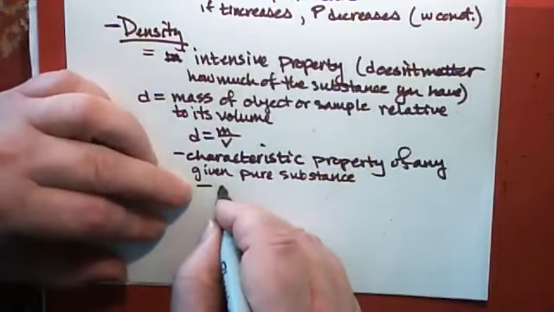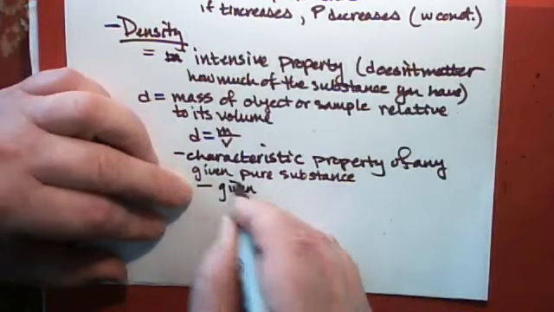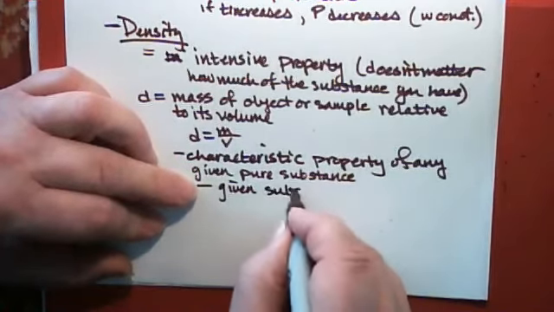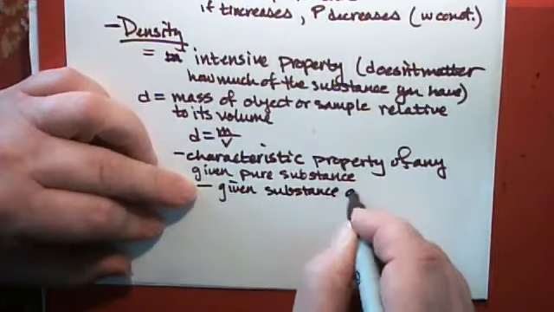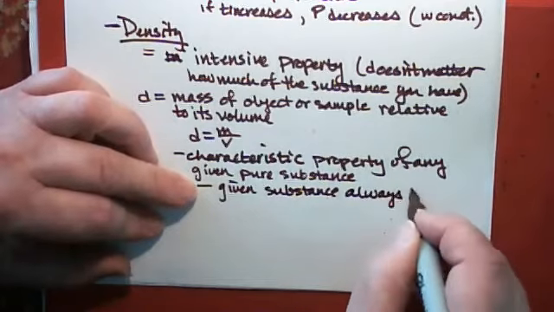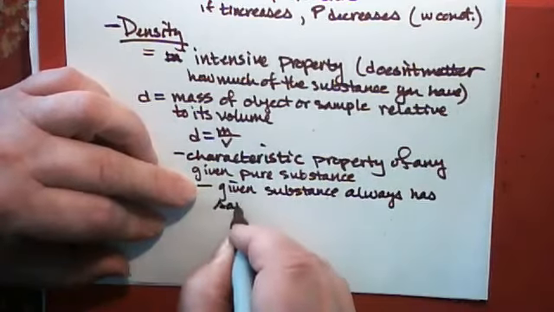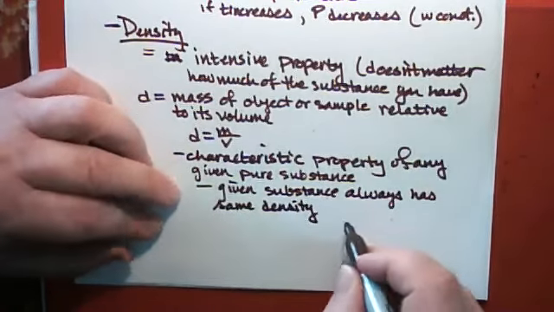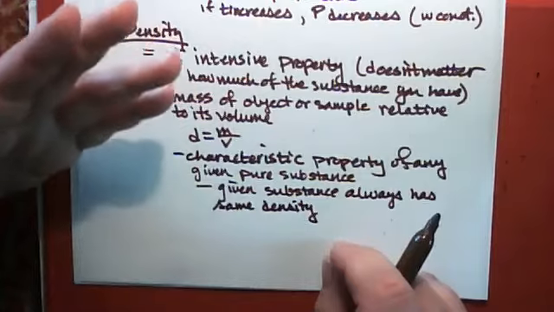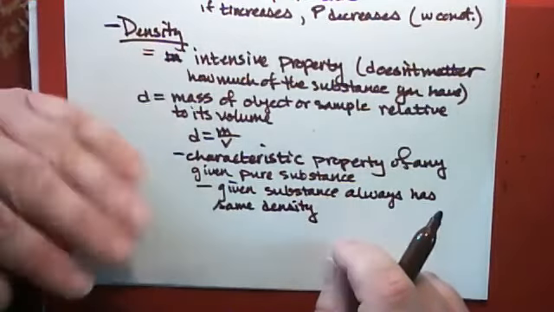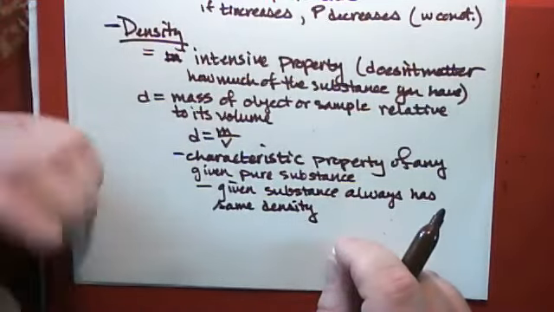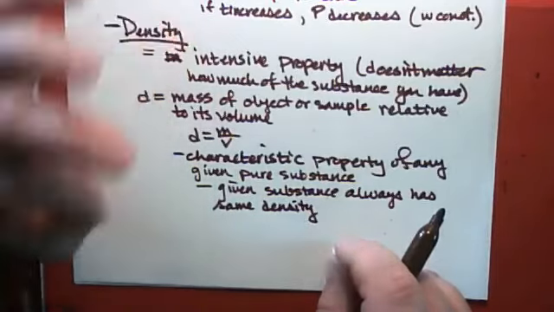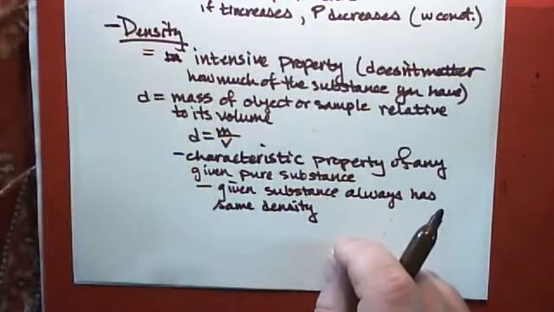And so you could say that a given substance always has the same density. That's regardless of where you get it from. If it's pure water, then it doesn't matter whether it's pure rainwater or pure distilled water that you bought in the grocery store or what, as long as it's pure water, it will always have that particular density.